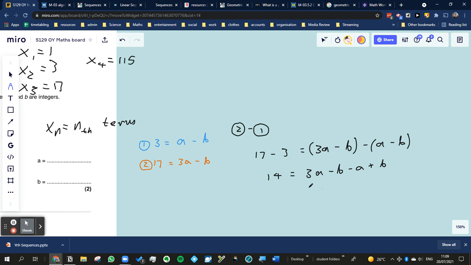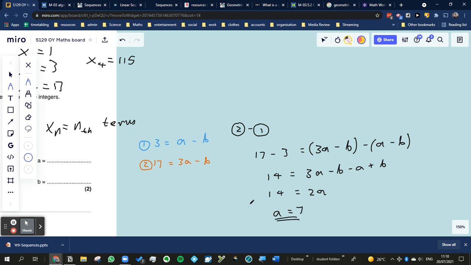Now we can collect the terms. So 14 is equal to 3a. Now we can see why I chose to do this, because we've got negative b plus b. Let's first of all collect these. 3a minus a is going to be 2a. Then minus b plus b, well, they're going to cancel out. So that's awesome, because we've got 14 is equal to 2a. Well, clearly a must be equal to 7 then.